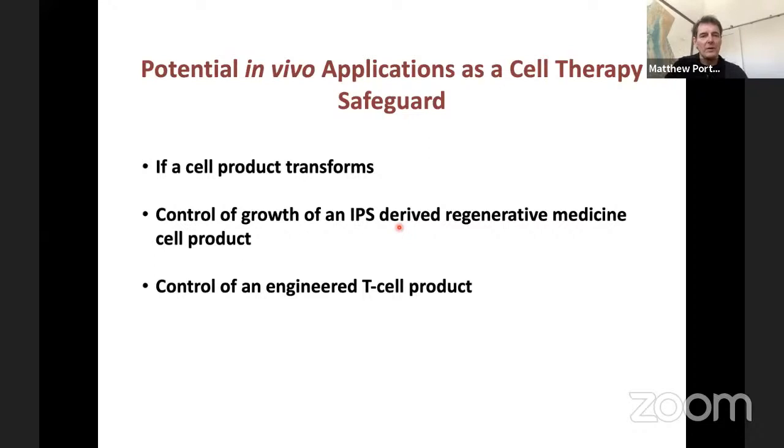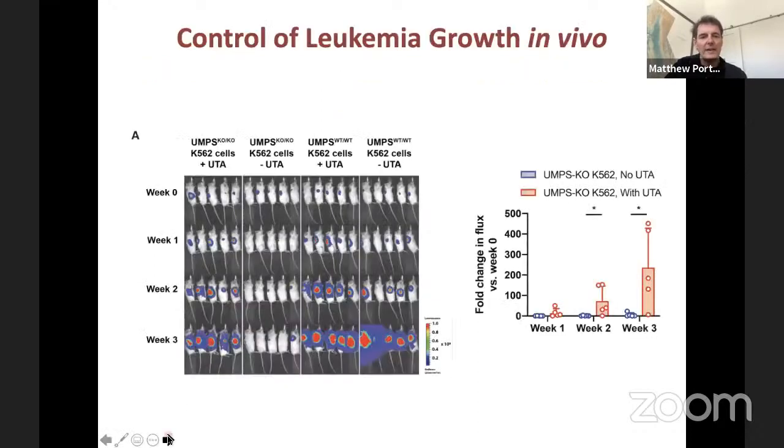And so one could make these cells dependent on a nutrient that one could regulate. And then finally, as we all know, engineered T cells are transforming how we think about treating cancer, but we're always concerned about those engineered T cells causing problems. So can we control them in a way? And I'll show you that each of these three things we can do.